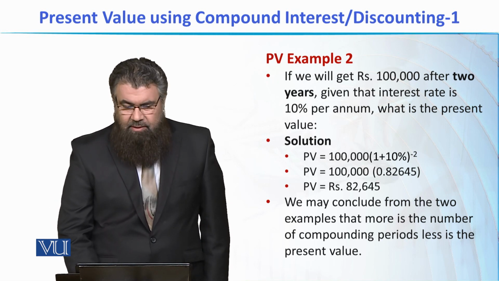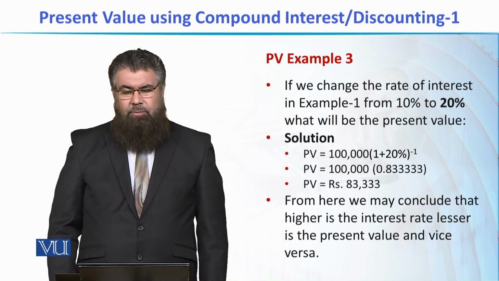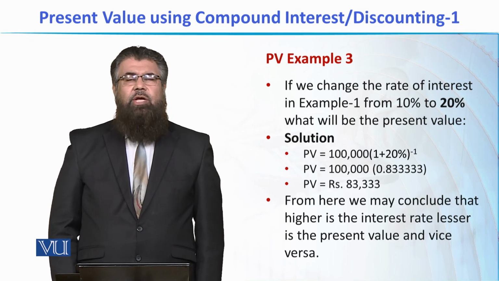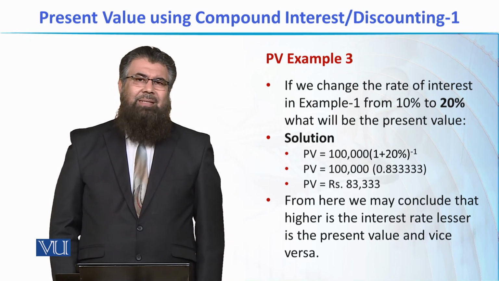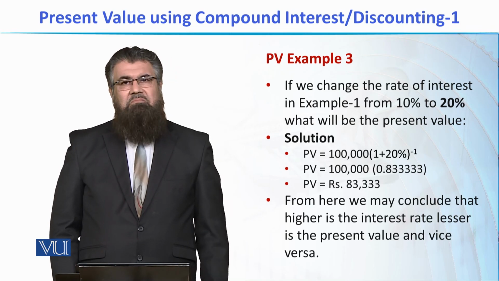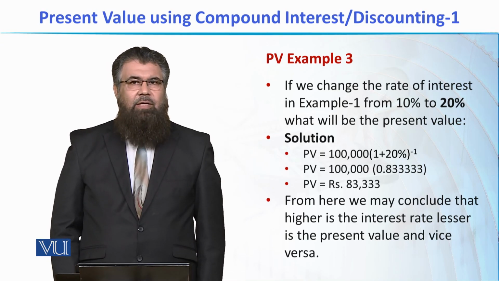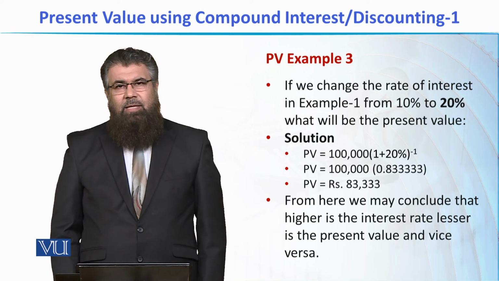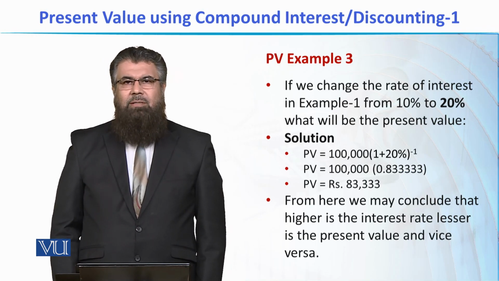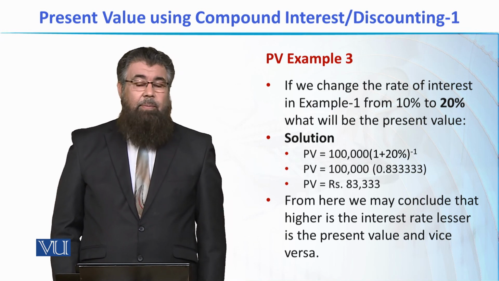Let's further this example. Now, what we are doing in the third example of this present value calculation is that we are changing the rate of interest, the discounting rate, and from 10%, we are taking it up to 20%. What will happen when we increase the rate of interest? We have seen in the last example that if the number of years are more, the discounted value is less. Now, if the interest rate is more, what happens then?